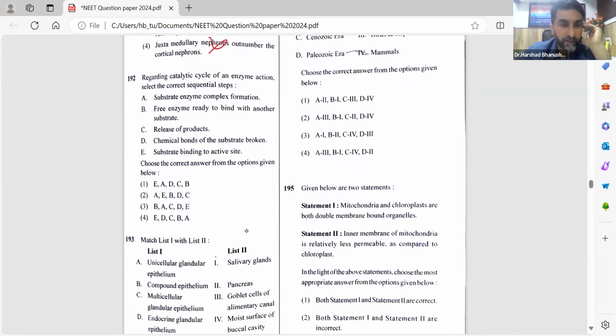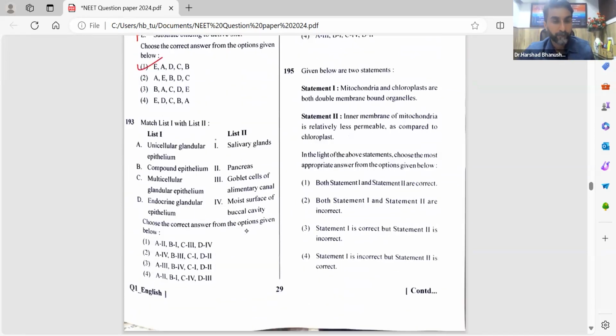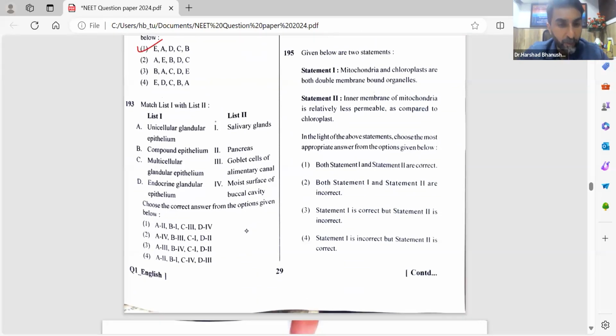Here they've asked you to find out the sequence. The first step would be substrate binding. So it will start with E, which results in the formation of enzyme substrate complex. So after E, your next step is A. There is only one option with E followed by A. Unicellular glandular epithelium is goblet cell. So A would be 3. Again, only one option with A3. Answer would be option number 2.